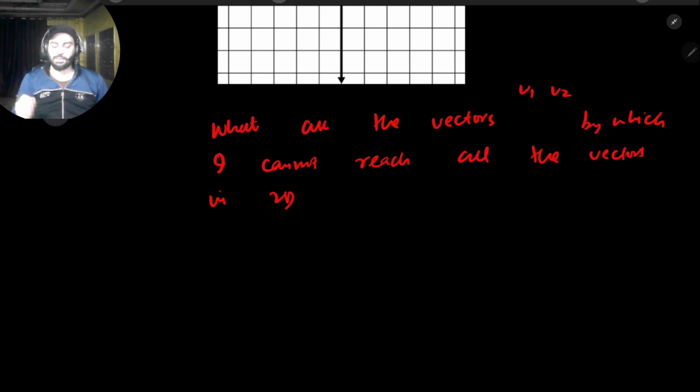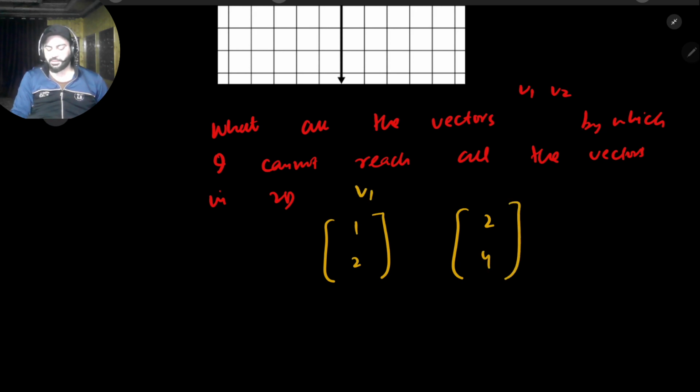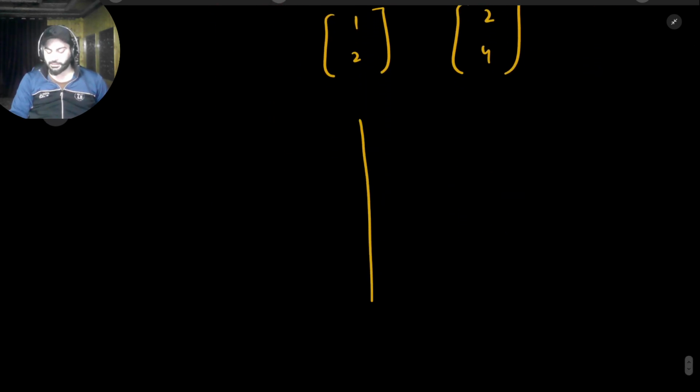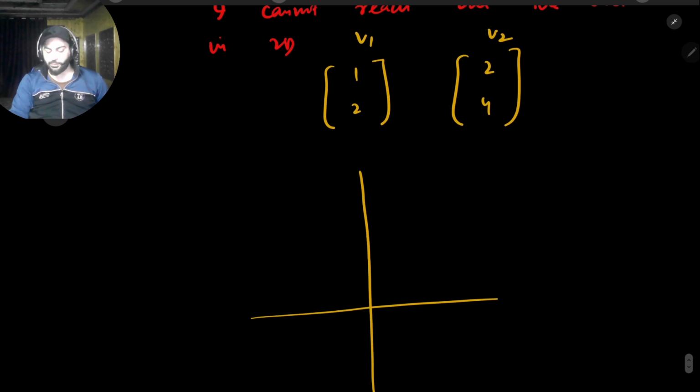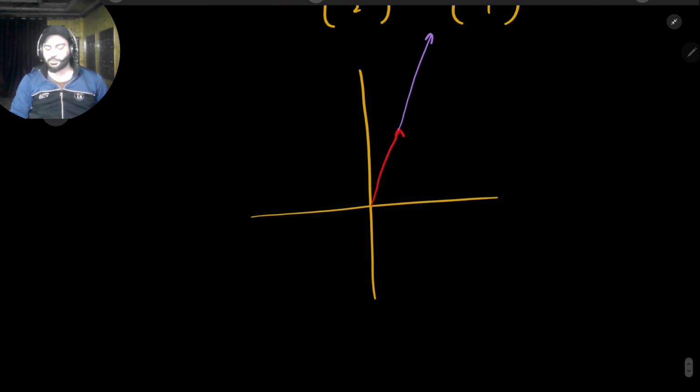So let me give you an example. The first vector, let's suppose I'll write 1 comma 2, and then, let's suppose, 2 comma 4. This vector is v1 and this vector is v2. So here you cannot reach all the vectors. Why? Because the vector 1 comma 2 is over here, and this 2 comma 4 is a scaled version of it, twice as big. So you are trapped on this line. You can just find the vectors which are on this line only, so you cannot reach this other vector.